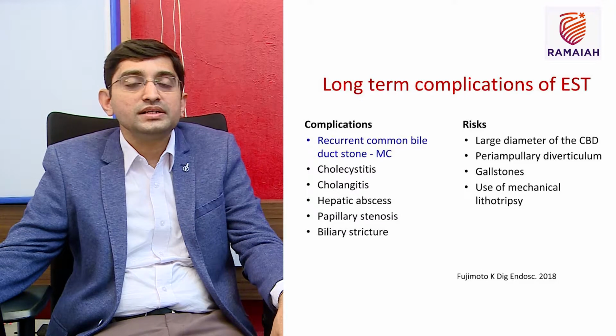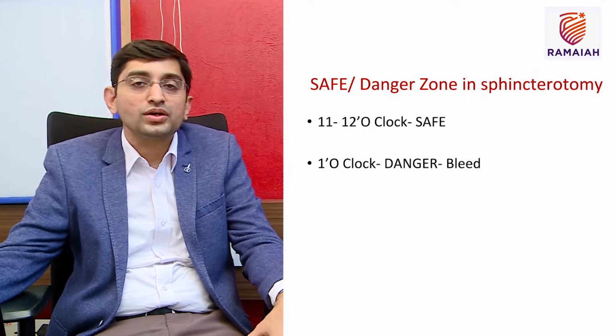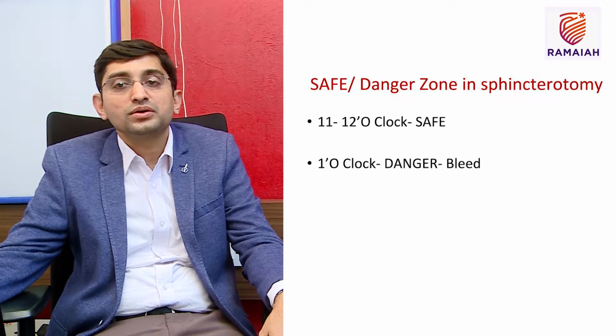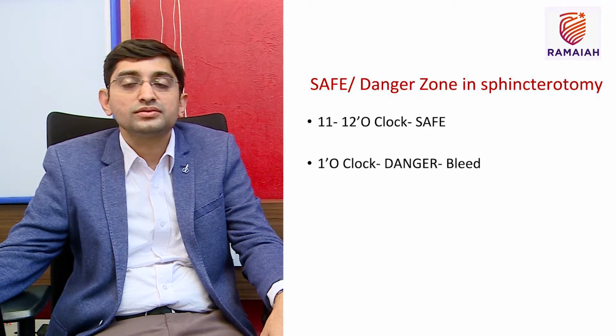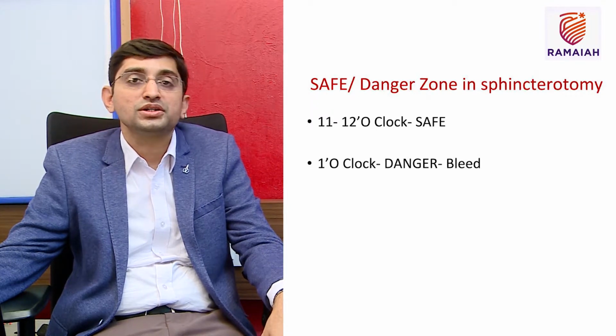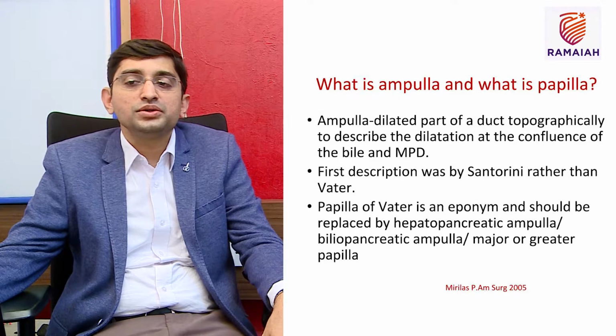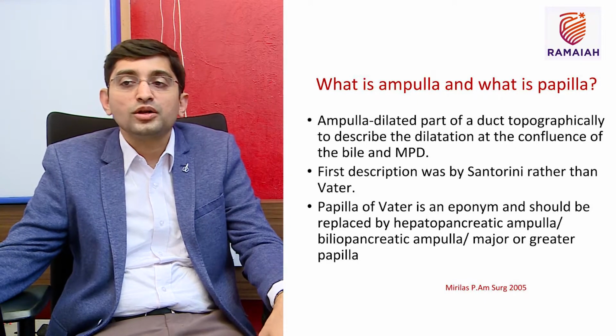What are the safe and danger zones? The safe zone is 11 or 12 o'clock, and the danger zone is as we come towards 1 o'clock or 2 o'clock, because there can be a chance of bleeding or perforation. Ampulla and papilla are used almost synonymously.